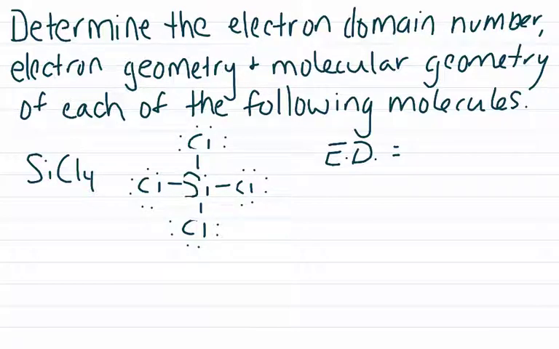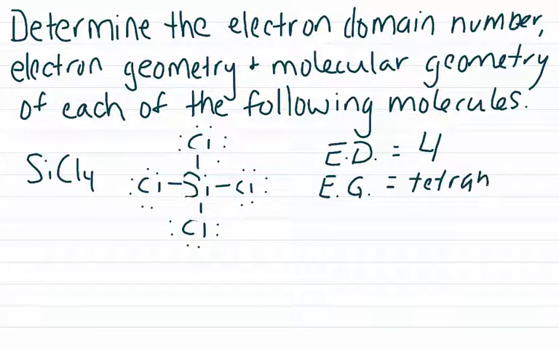There aren't any lone pairs on the silicon. Since those don't exist, that means that the electron domain number is equal to the number of atoms that silicon is bonded to. So in this case, the electron domain number is 4. Now, the electron domain number is always associated with a specific electron geometry, which I'm abbreviating EG. The electron geometry associated with the domain number of 4 is tetrahedral.